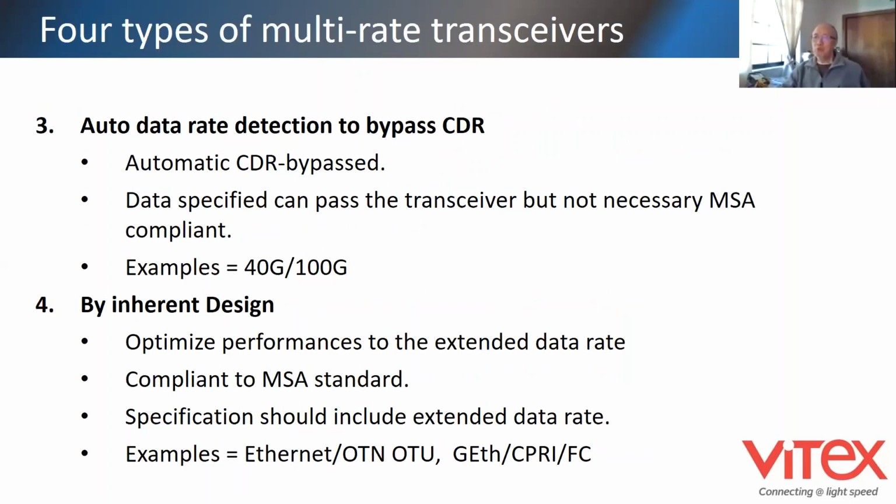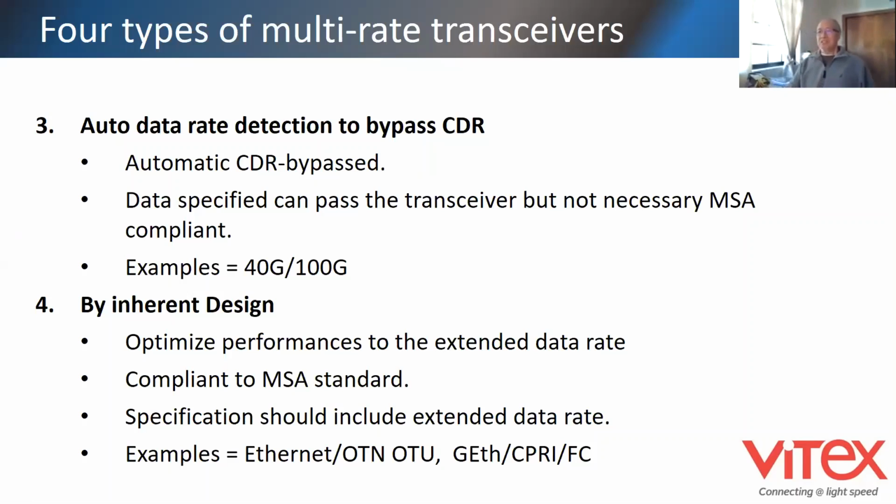The third group is where you don't even have to change the rate select. Once you plug in the transceiver, the CDR detects the different data rates and automatically switches to bypass mode. One of the products I see is the 40G to 100G transceiver. You plug it in, and it's automatically switchable for you. So the third one is like that.